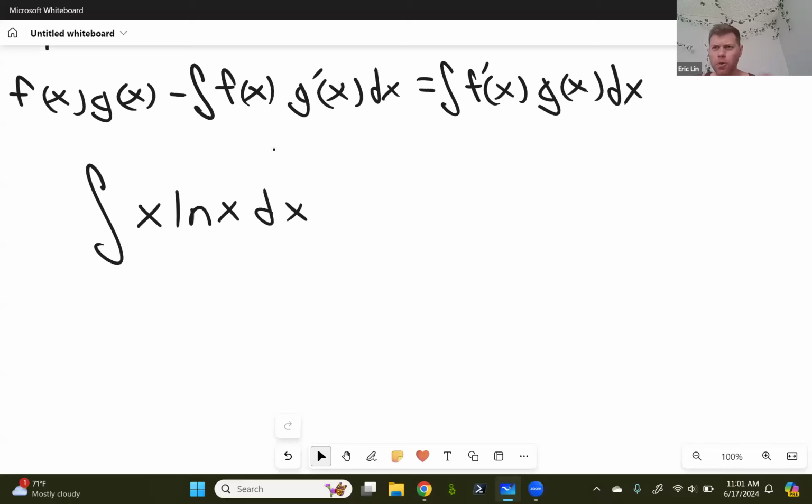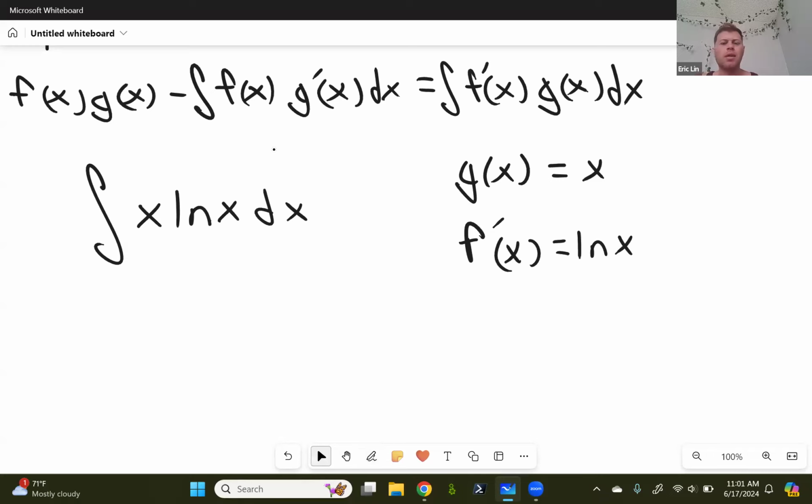But unfortunately, it means that our choice of g of x being x and f prime of x being natural log of x gets a little messy, gets a little complicated. Once again, if you're very comfortable taking the integral of natural log of x, good for you. You can just do it that way. But I think there is a simpler way to do this.